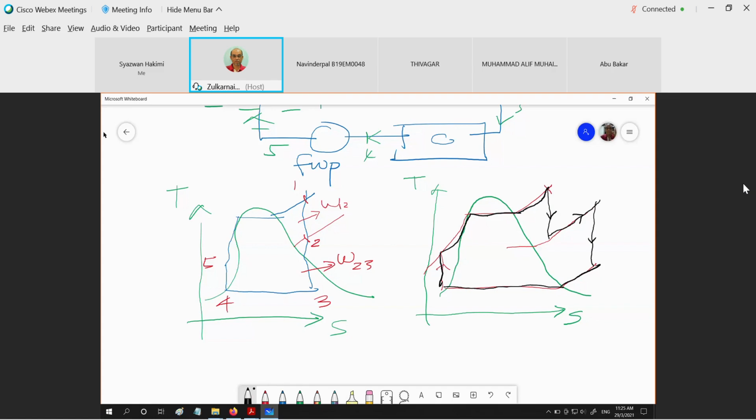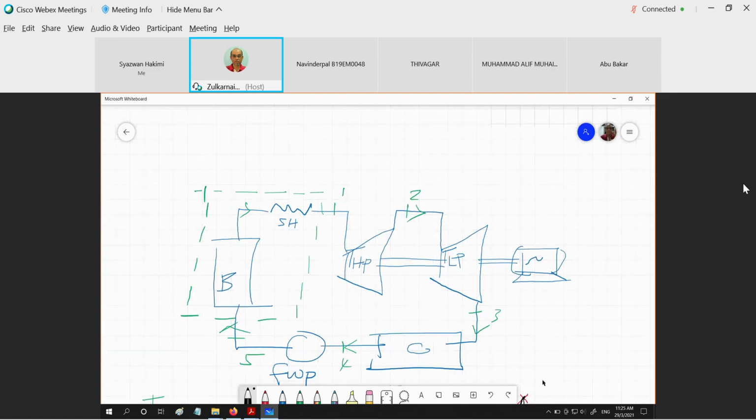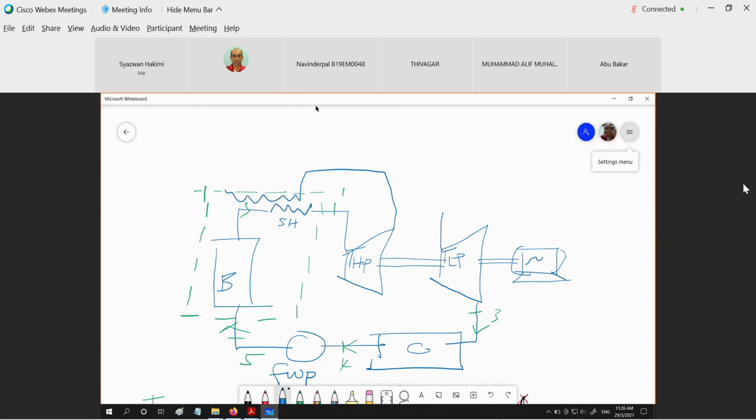So that means we have to change our schematic diagram, whereby from here we are going to flow the outlet of this turbine again into the place where we have the reheat process. Then only we are going to expand in the low pressure turbine.